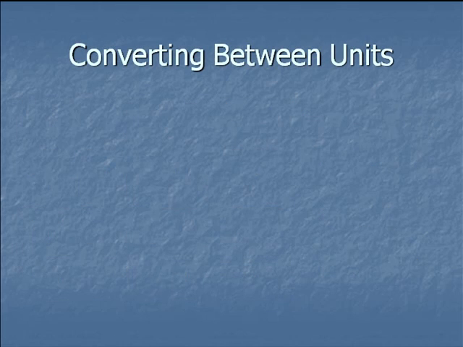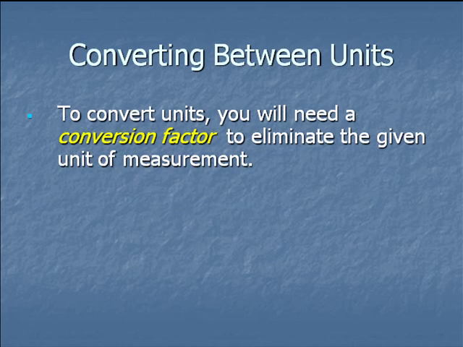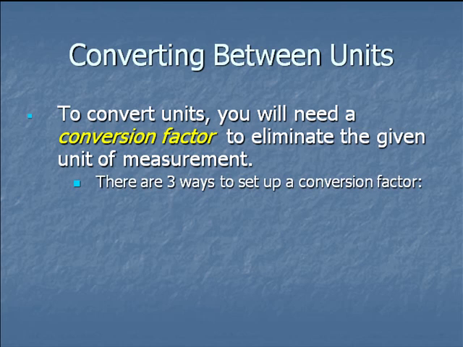When you convert between units, you must have a conversion factor to eliminate the given unit of measurement. A conversion factor is a known relationship, such as 1 foot is 12 inches. There are 3 ways to set up a conversion factor. We know that 1 kilogram equals 2.2 pounds. We can use an equal sign to show this relationship. We can also use a colon to show the relationship. Or we can create a fraction to identify a relationship between kilograms and pounds.